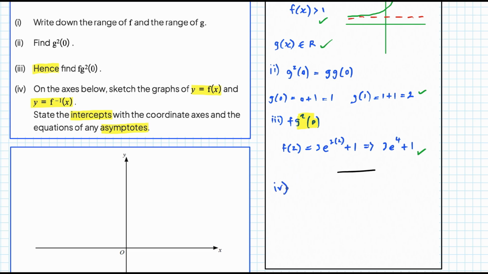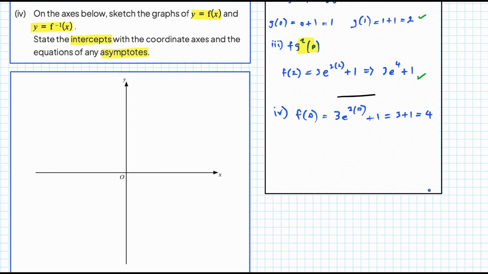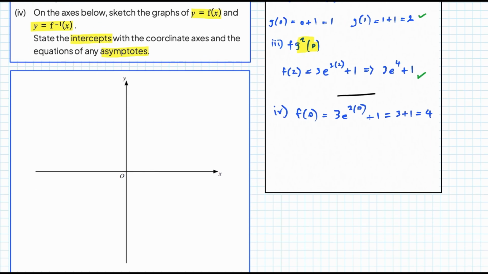We want to find the intercept. So we find f of 0, it'll be 3 to the e to the 2 times 0 plus our 1, which is 3 plus 1, so that would be 4. So it crosses the y-axis at 4. So now let's start drawing this. And again, we have an asymptote at y equals 1. And I'll draw it as best I can, easier by hand.